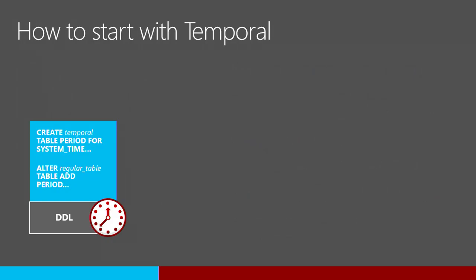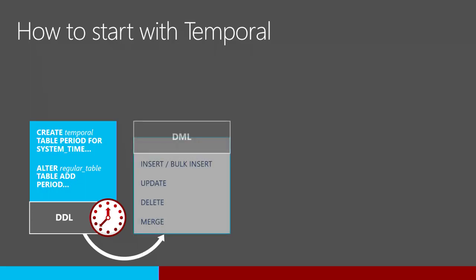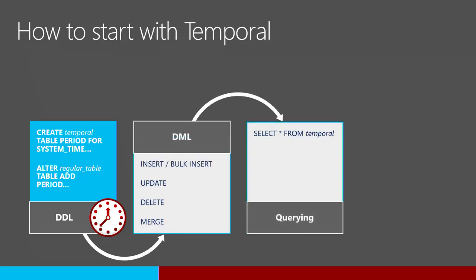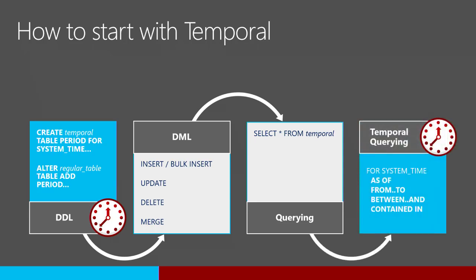So, how do we get started with it? First off, we create a temporal table. This is just a table that we're putting a few extra bits and pieces on. It can be your main transaction table. We're using an alter DDL statement to do that. Once we do that, all of our DML for that table stays the same. We can do inserts, updates, deletes. They all quite happily work.